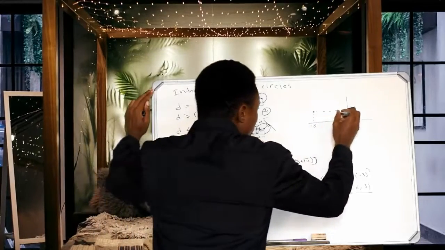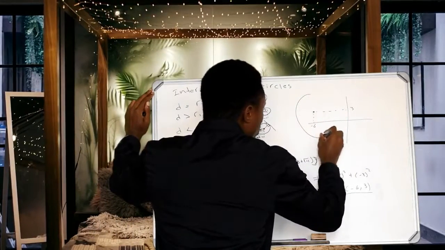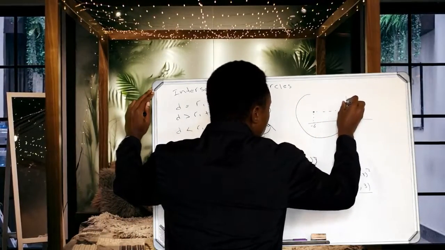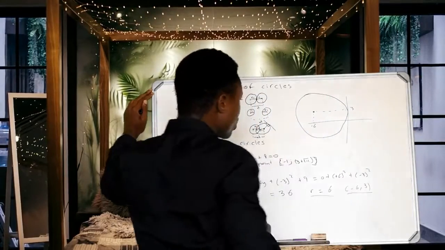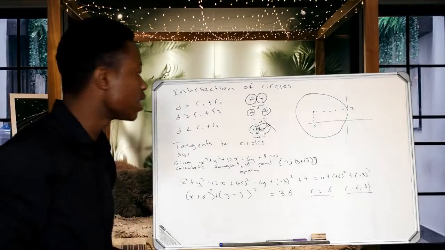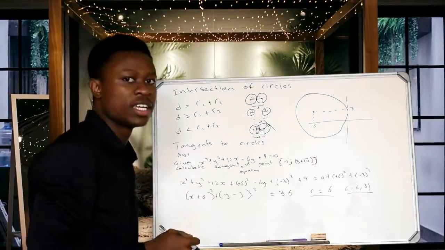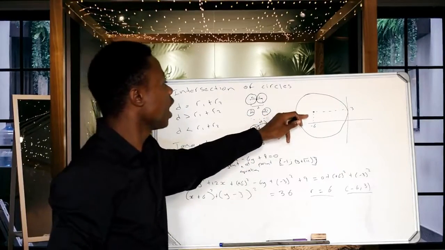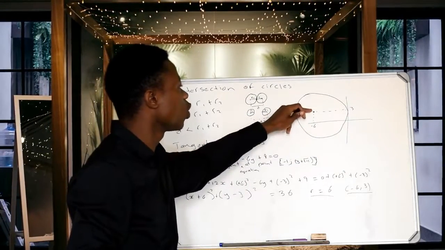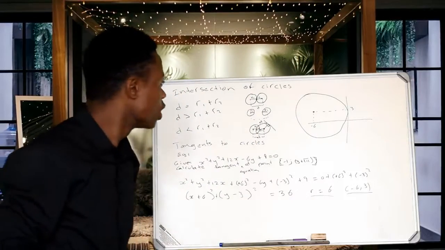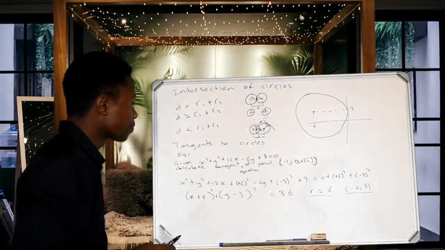So when we're drawing our circle, we have to take that into account so that our circle does not look crazy. So that is our circle right there. It goes 3 down, and then another 3 down, and then it goes 6 up. So this is our circle.